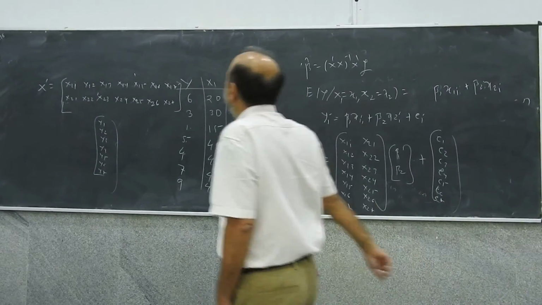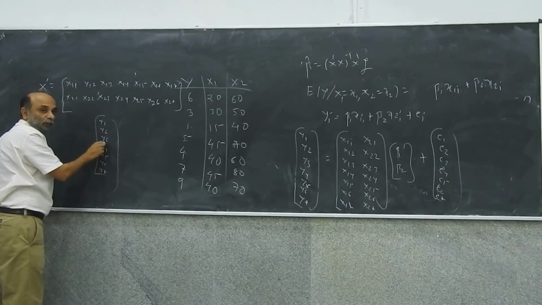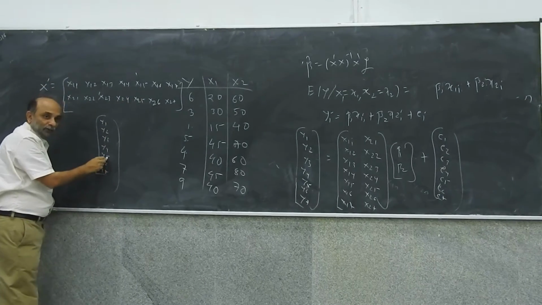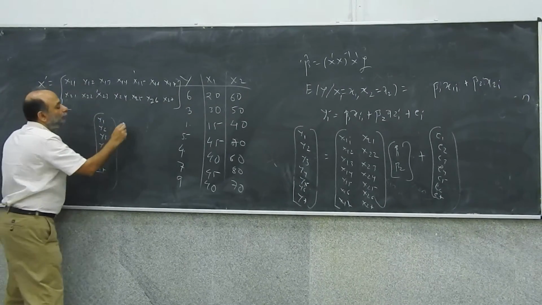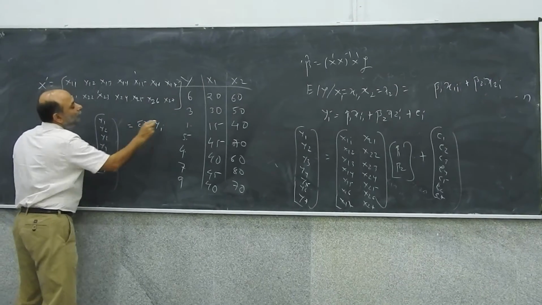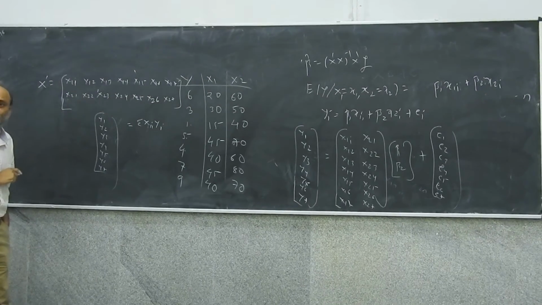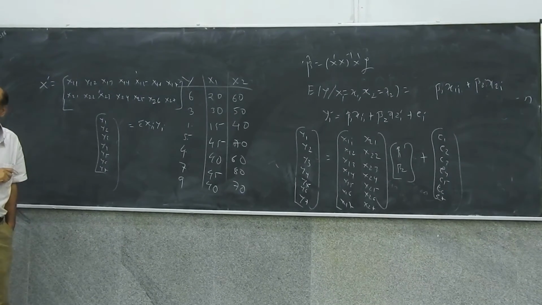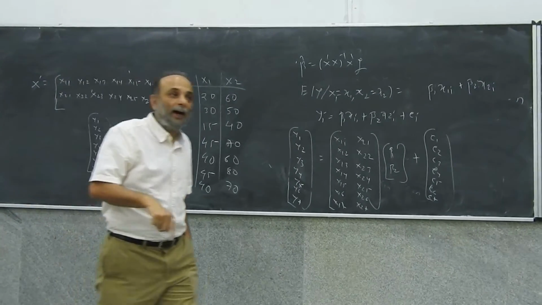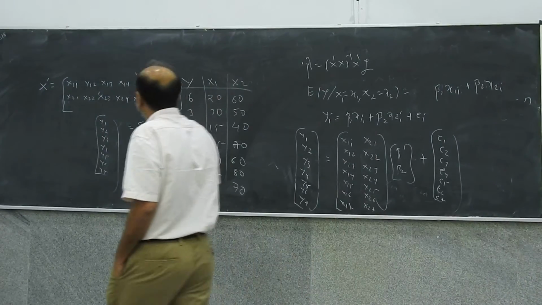Yeah, x11 into y1 plus x12 into y2 plus x13 into y3 plus x14 into y4 plus x15 into y5 and so on. The first will be summation x1i yi. Do you get this? The first will be x1i yi, right? Okay. What is the second?